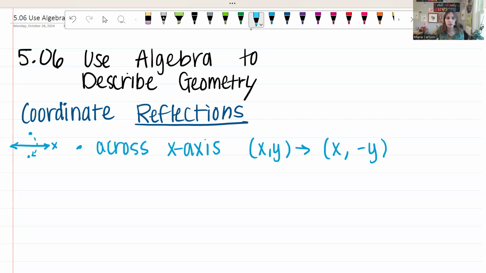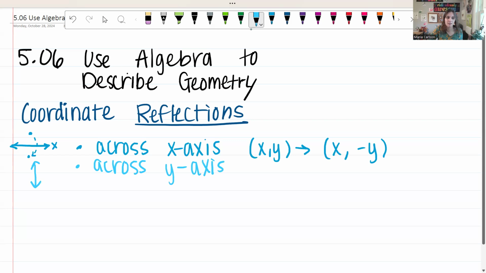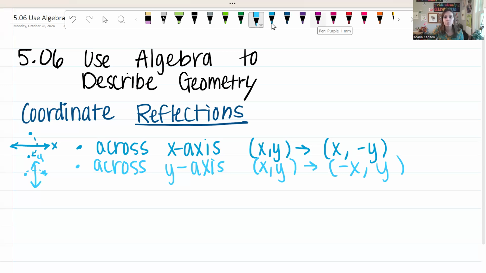Similarly, if we are going to reflect across the y-axis, the y-axis is our vertical axis. So a point that is over here might reflect over to the opposite side. So your point x comma y, now the x coordinates are changing, becoming opposite. So negative x comma y is the coordinate mapping rule that could be used. So those are our basic reflections.